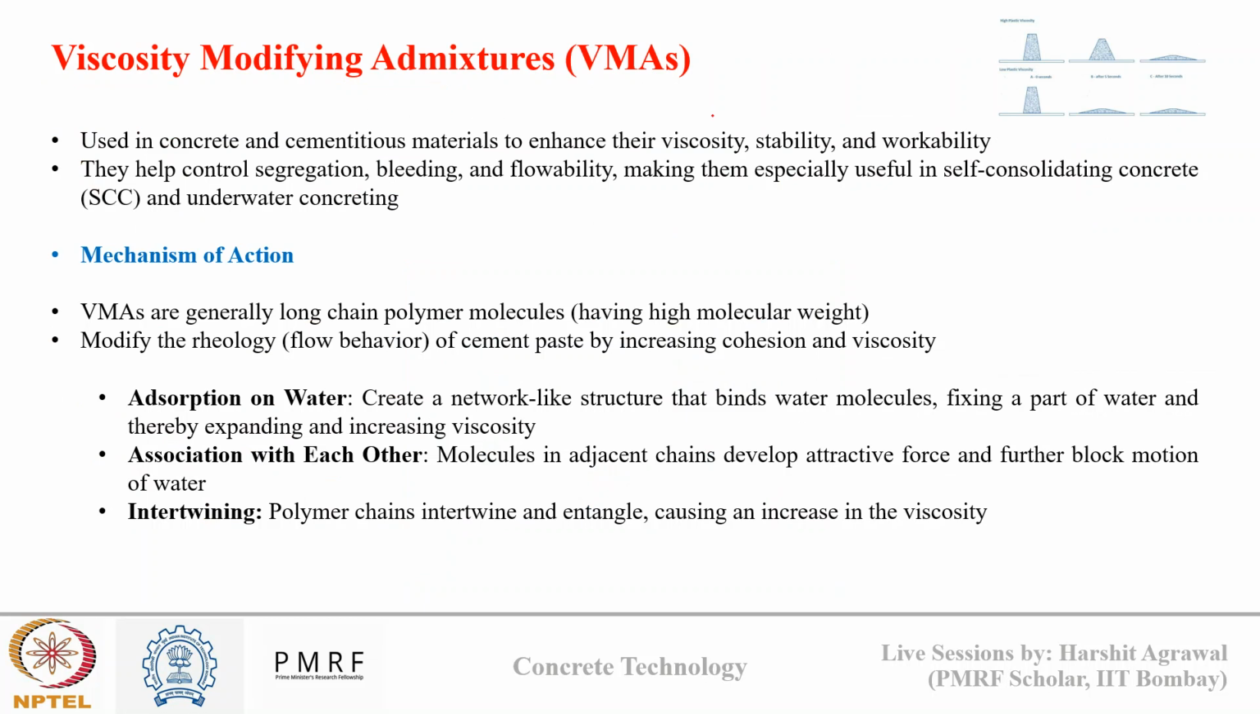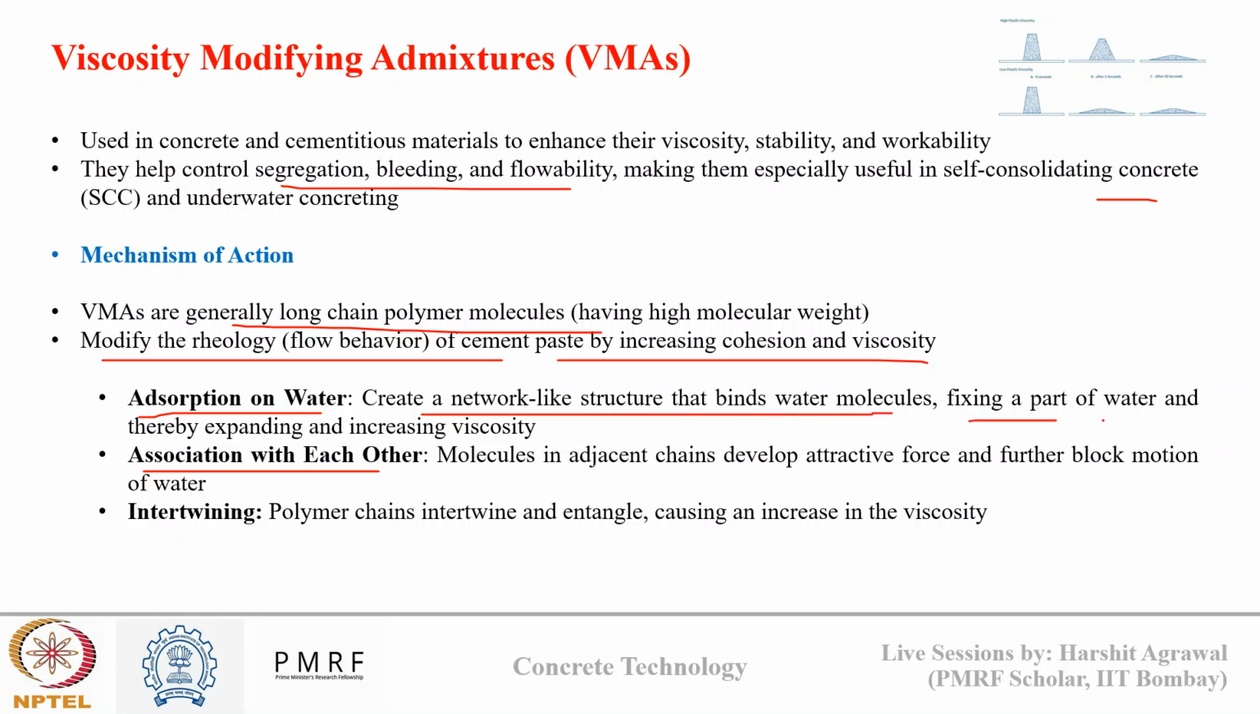Then we have viscosity modifying admixtures. These are used to enhance the viscosity of my concrete. They are used to control segregation, bleeding, and flowability, making a self consolidating concrete. How do they act? They are generally long chain polymer molecules, and they modify the rheology of my cement paste. How do they do that? They adsorb on water molecules, associate with each other, and basically act on water. They bind the water molecules and fix some part of the water.